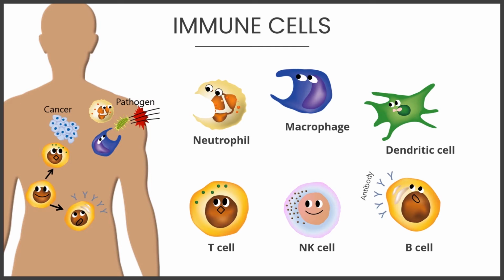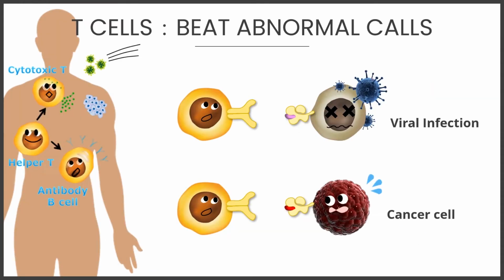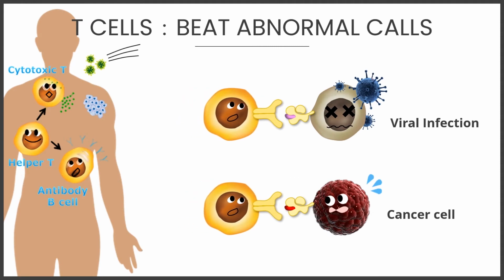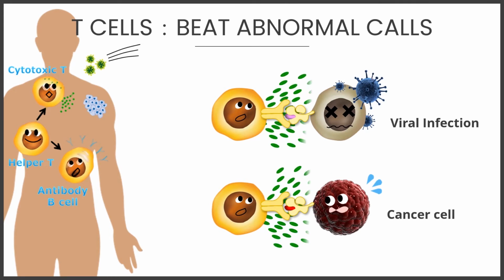Among these immune cells, T cells attack cancer or infected cells directly. As shown in this slide, T cells recognize these infected cells as dangerous, and this recognition activates them to attack and kill their targets immediately by secreting cytotoxic factors.